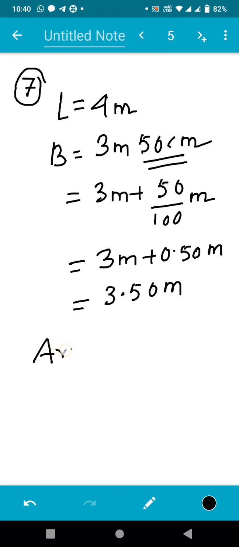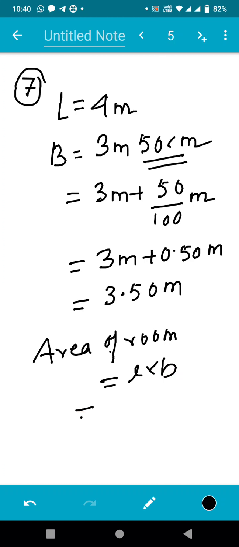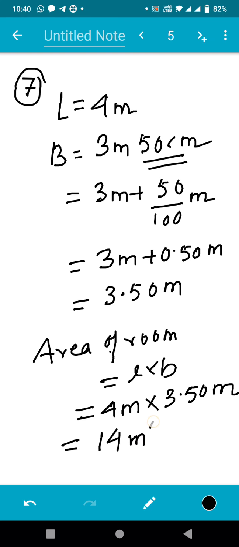Now area of a room would be equals to area of a rectangle. So what is the formula of rectangle? Length into breadth. Now what is length given? Length is given 4 meter, and breadth is given 3.5 meter. Now if you multiply these two numbers, 4 into 3.50, it would be 14, and meter into meter would be what? Meter square. So this is the area of the room, and this is also the area of the carpet that you will require to cover the floor of that room.